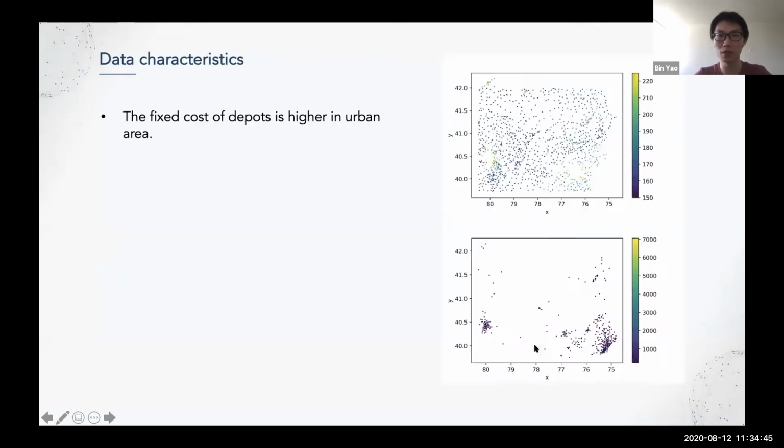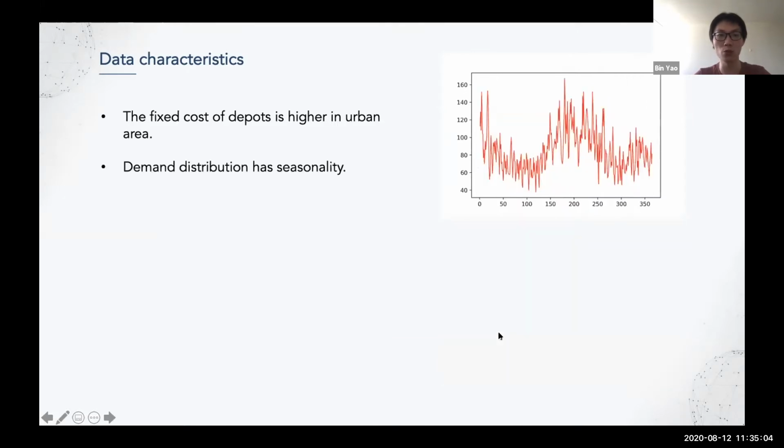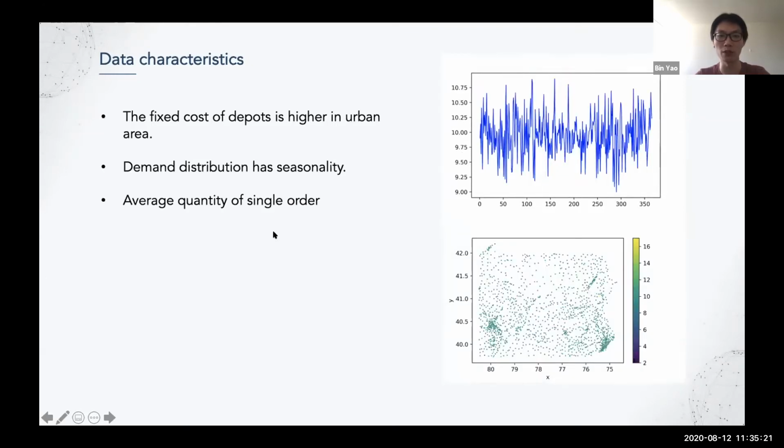Okay, I want to give you the picture of the data. First, the fixed cost of a depot is higher in urban areas. You can see that most of the depots with high cost were located in Philadelphia and Pittsburgh. And also, when we look at the demand distribution, it has a clear pattern. So when we want to estimate the total cost, we want to sample the days that reflect this kind of seasonality.